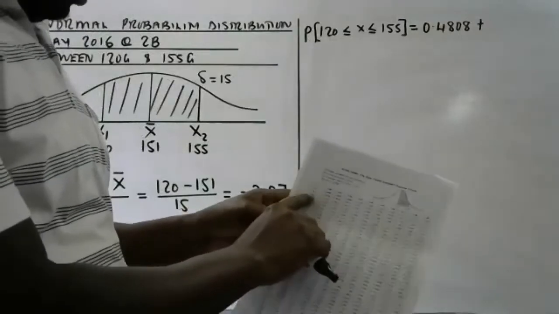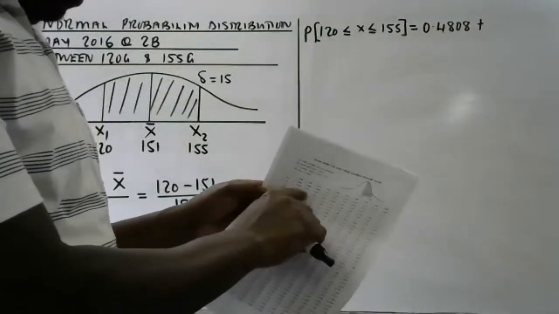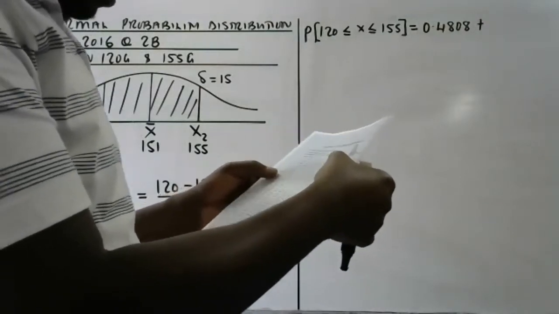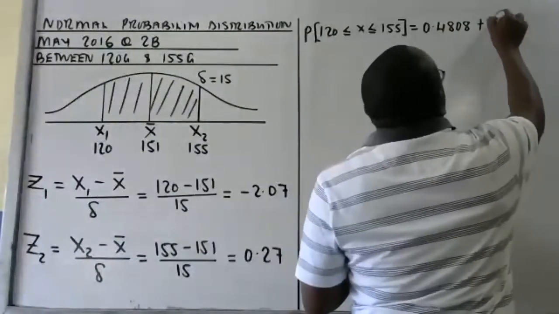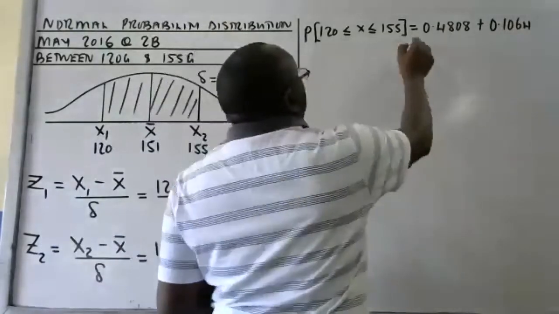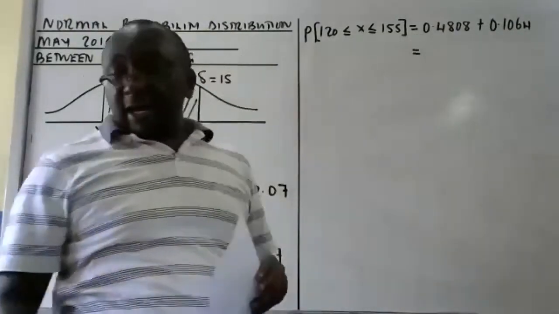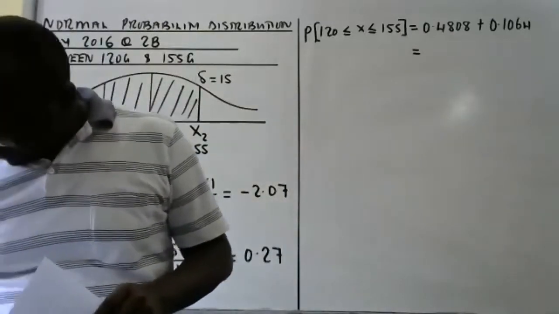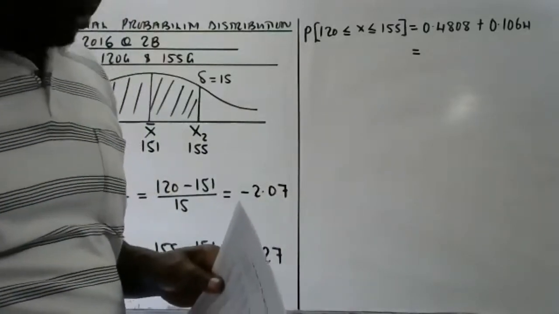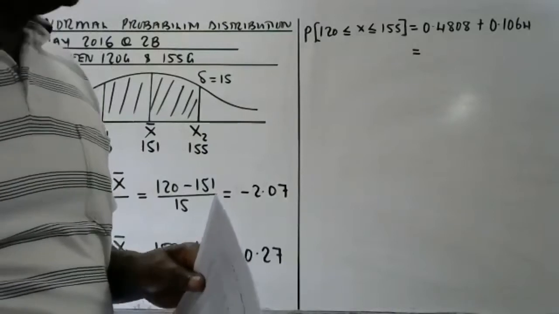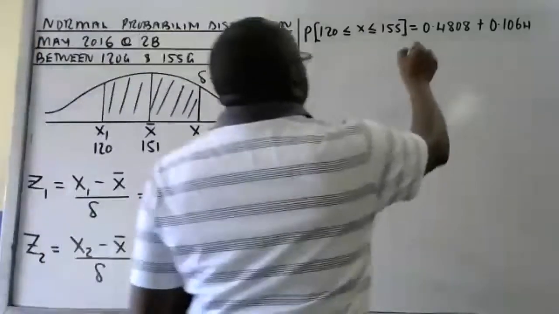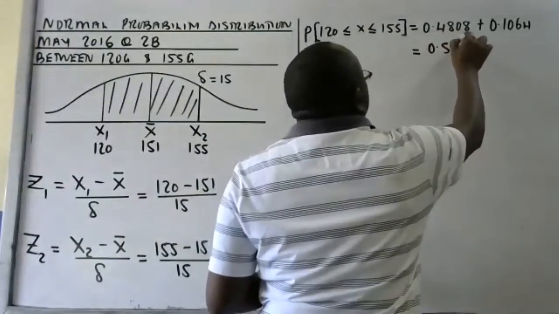0.27. So you come and look for 0.2 up here. 0.27. It is 0.1064. So if you take your calculator and add those values, you say 0.4808 plus 0.1064 is 0.5872.